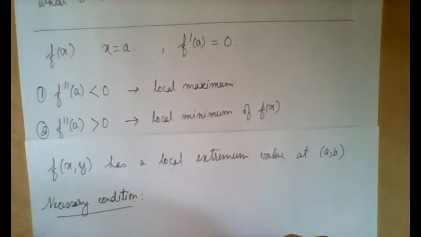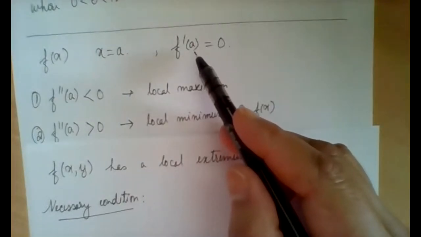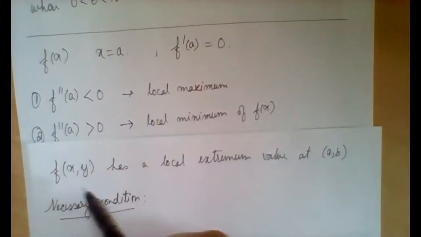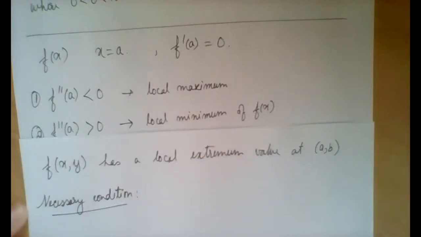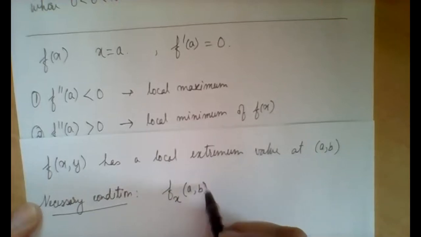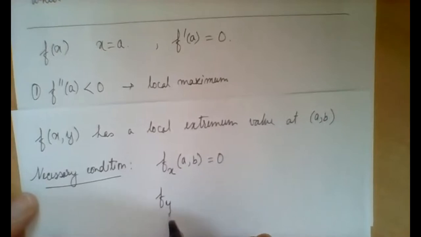What is the necessary condition? For a function of one variable, the necessary condition was that the first order derivative at the point a was 0. For a function of two variables, the necessary condition that this function has a local maximum value at a comma b is that the partial derivative with respect to x calculated at the point a comma b should be 0, and also the partial derivative with respect to y calculated at the point a comma b should also be 0.